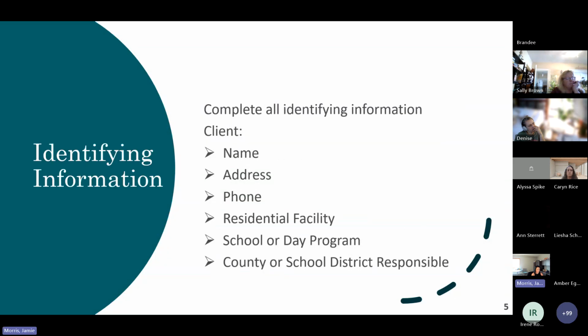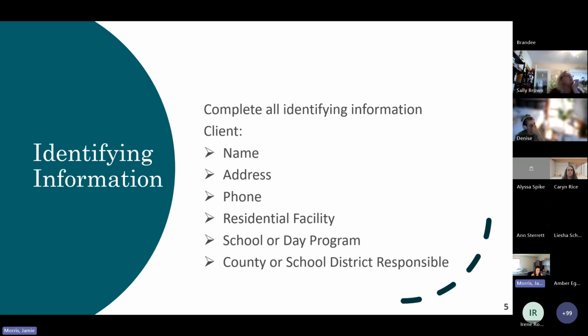We're going to first talk about the front page of the ICAP booklet. On this front page, you're going to complete all the identifying information. The caution here is that this information be as accurate as it possibly can be. And we do have different opportunities.